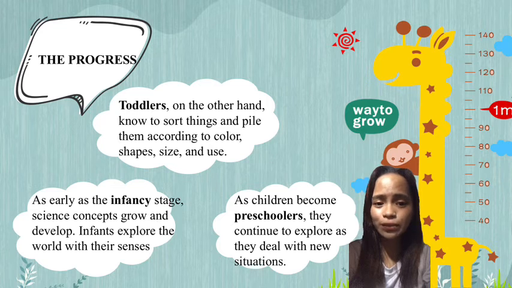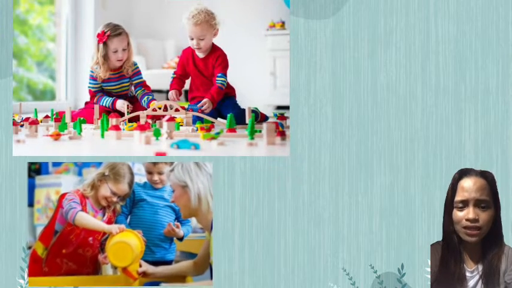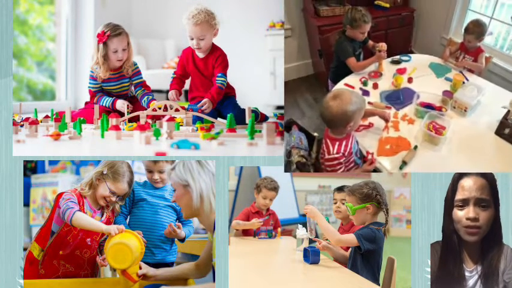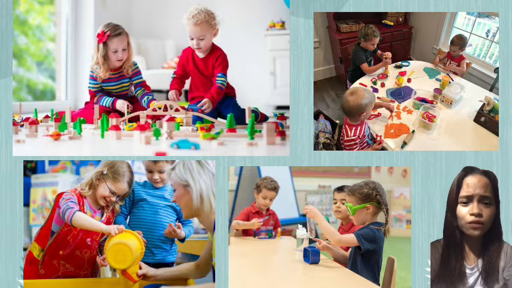Last, as children become preschoolers, they continue to explore as they deal with new situations. At this time, children learn how to apply basic concepts like collecting and organizing. Performing science activities enables them to learn and practice science process skills. They use science concepts associated with numbers and counting. They learn how to solve problems and do things independently or collaborate with groups, record information, use standard measurement, and do background reading on their own.